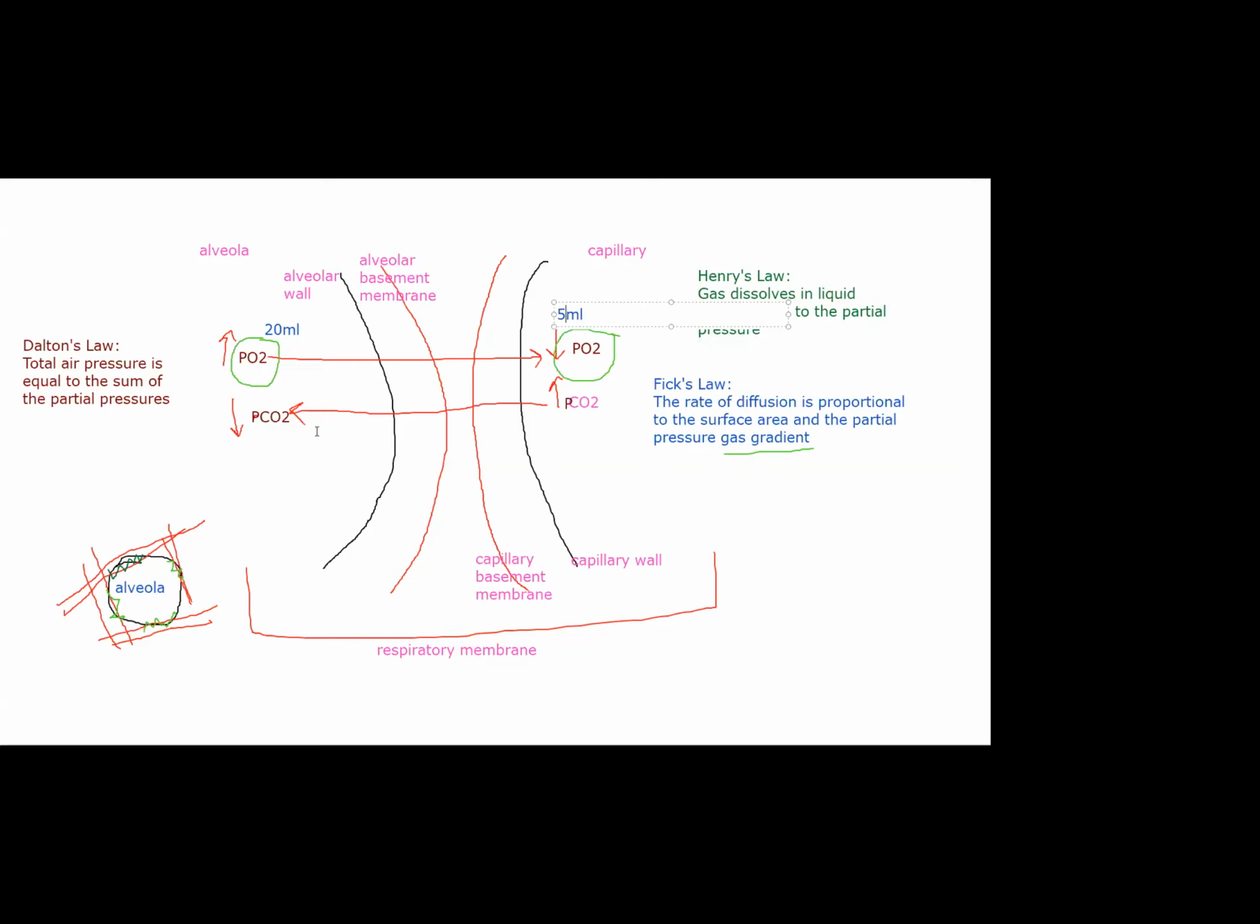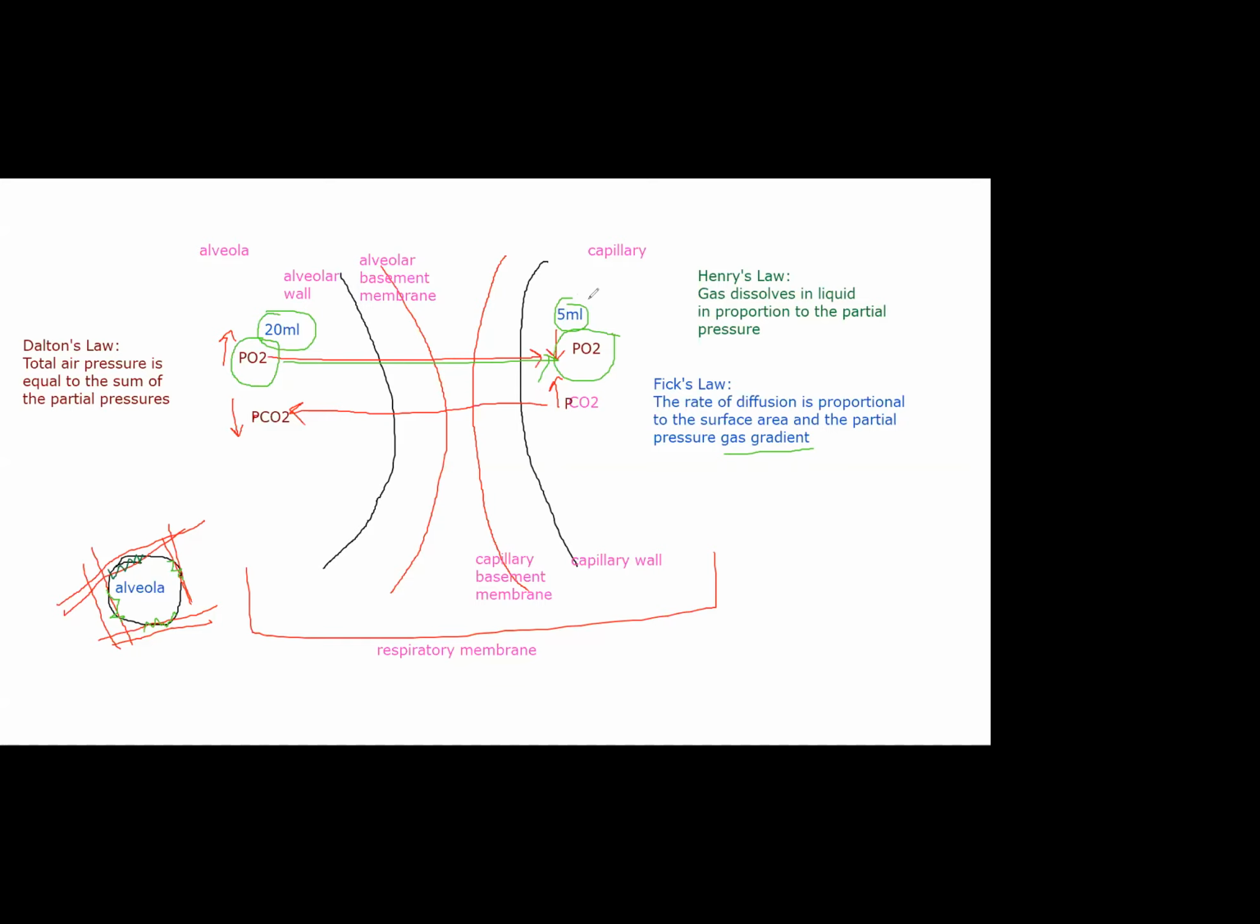Sorry, pulmonary diffusion. I have one quick question. So you're saying with the 20 and the 5 milliliters, the diffusion is happening from where to where? So in this example, the gas is always going to move from high pressure to low pressure. So if we have 20 milliliters of oxygen in the alveola and 5 in the capillary, the gas is going to move from high pressure to low pressure.